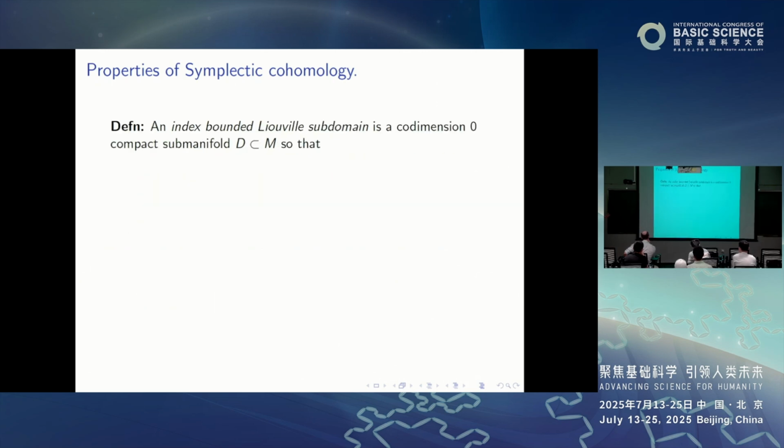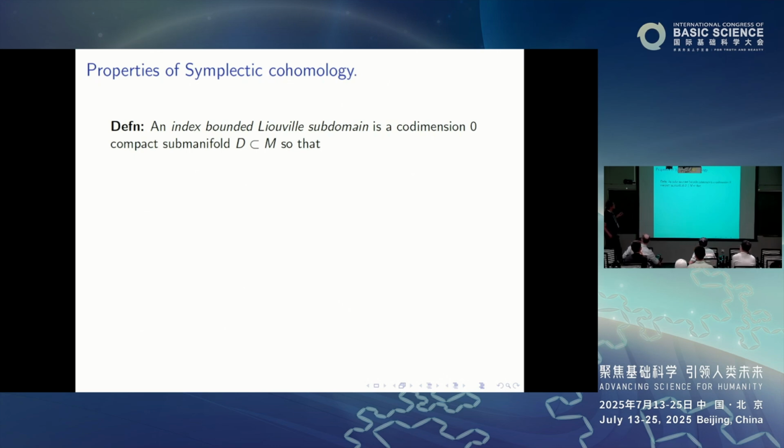Now I need some technical definitions. I can't explain it all in the limited time I have, but I'll try and explain some of it anyway.